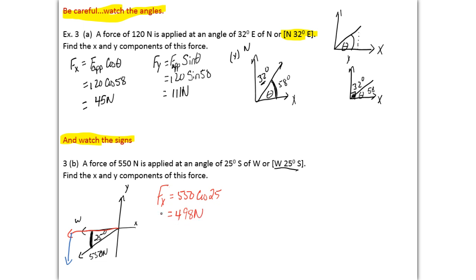Now you're not finished here. The force is down here in this quadrant, and you're told that x and y are both negative here. So your answer is negative 498 newtons. So you need to check the quadrant you're in. And the y component is your applied force times sine of the angle. It's 232 newtons. And again, your y component is also negative down here.